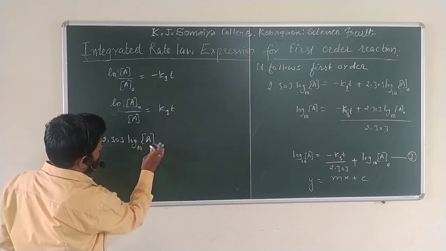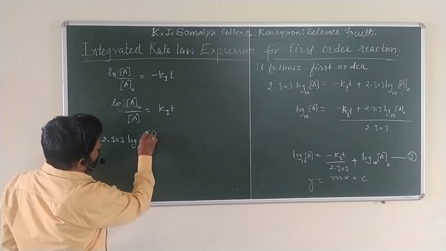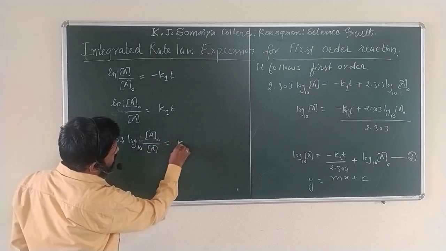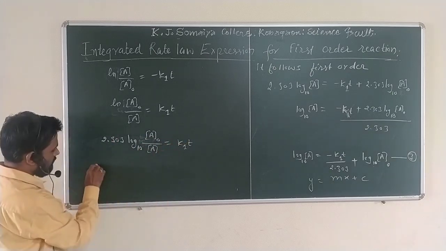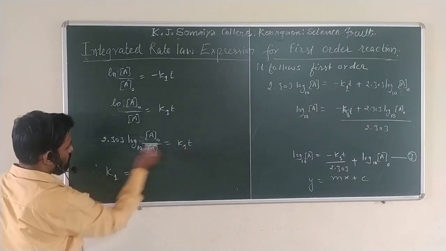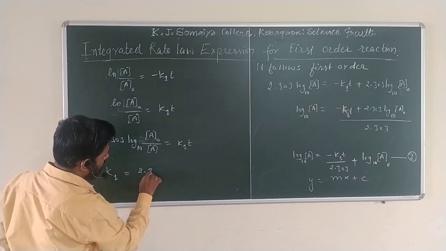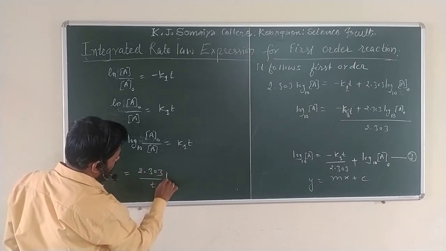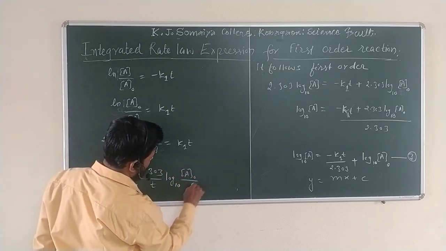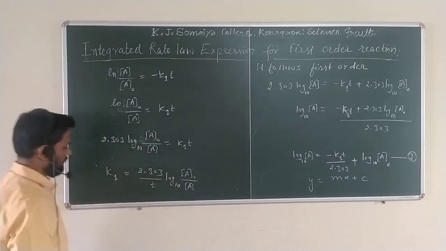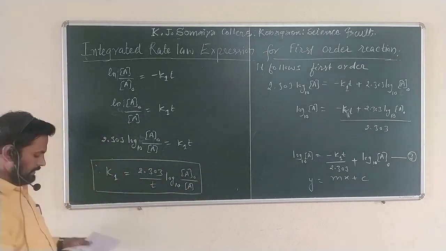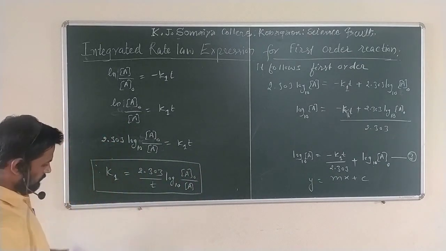Concentration of A0 upon concentration of A is equal to K1 T. So now K1 can be determined: it comes to this side, K1 equals 2.303 upon T log 10 concentration of A0 upon concentration of A. So this is called the rate constant for first order reaction.